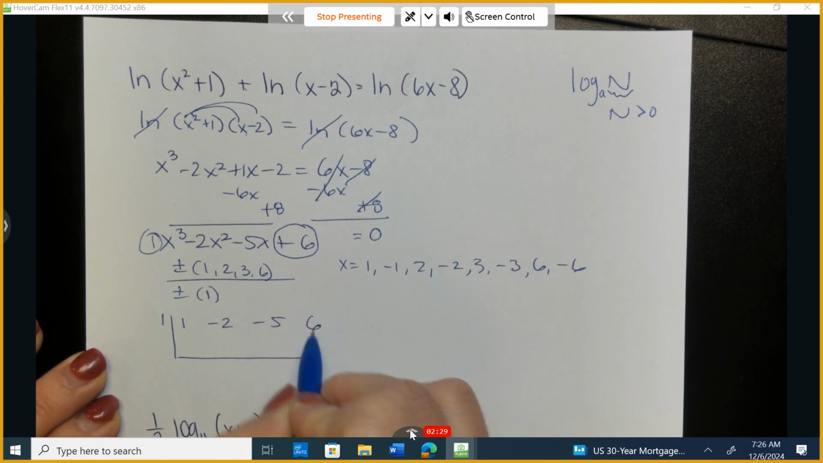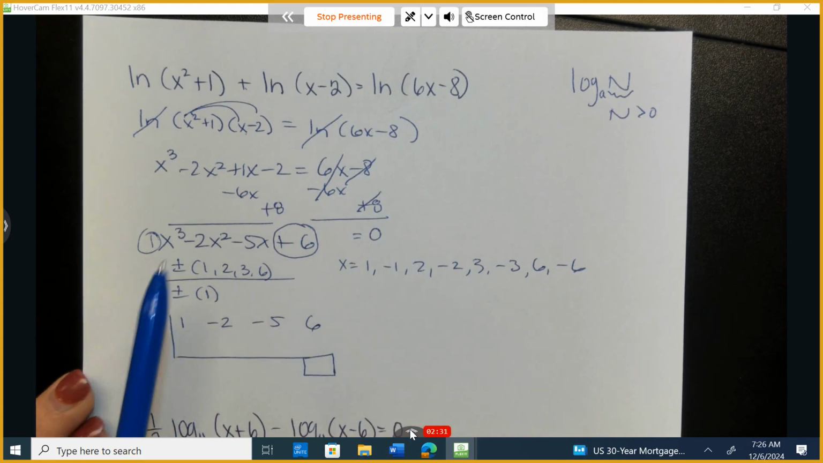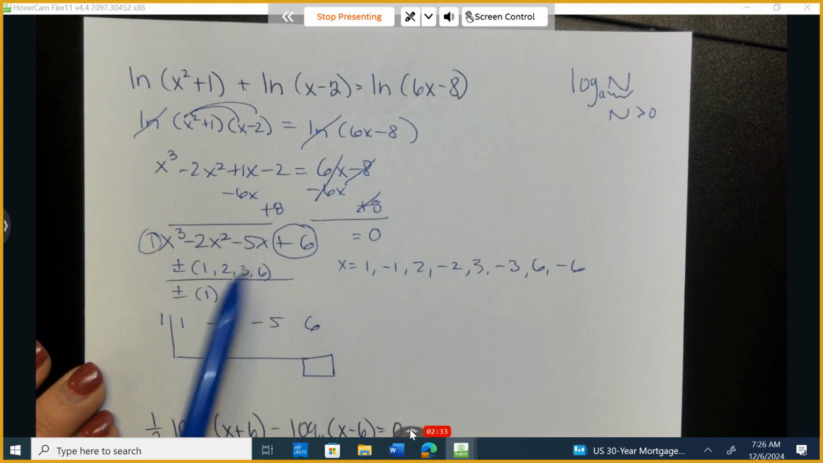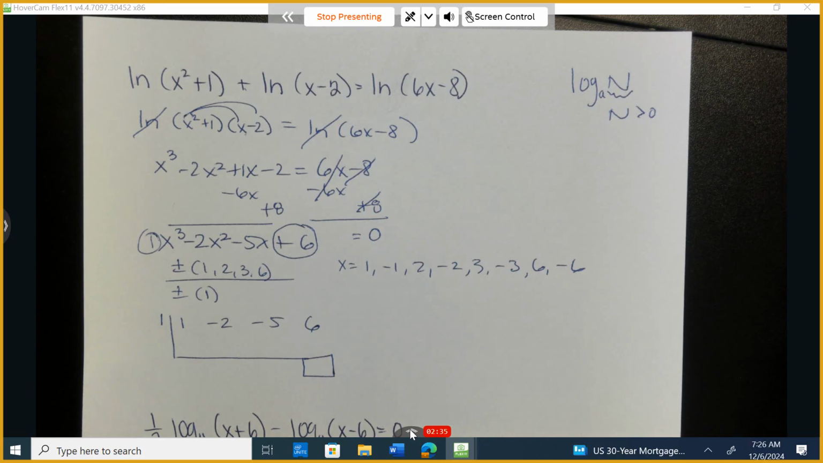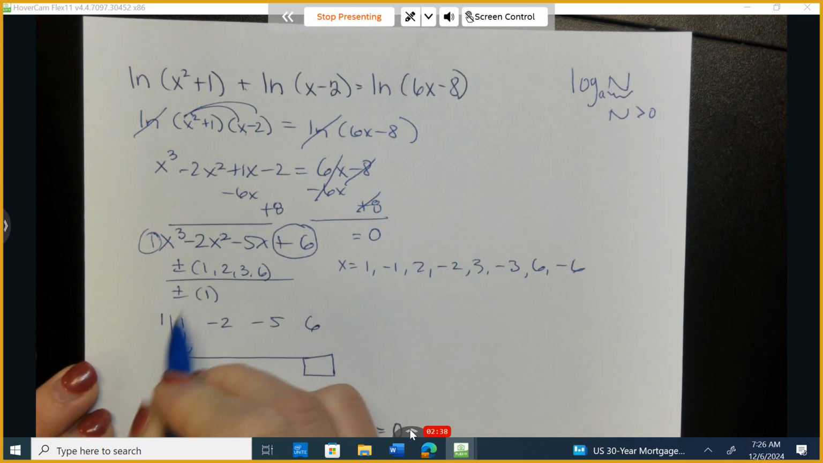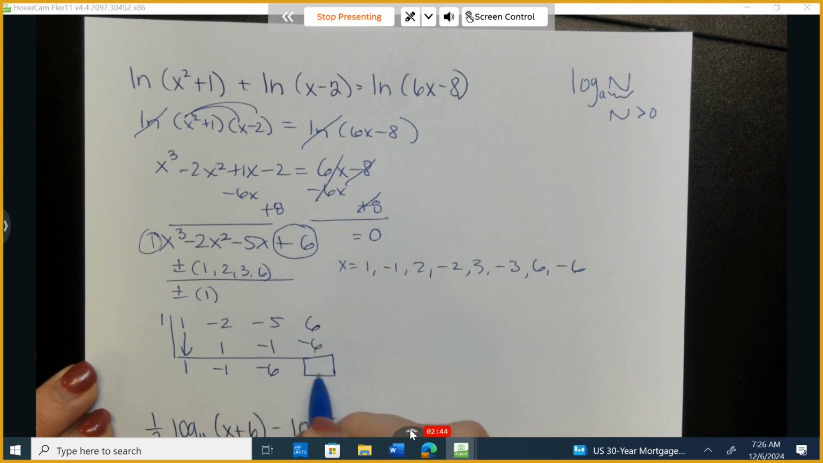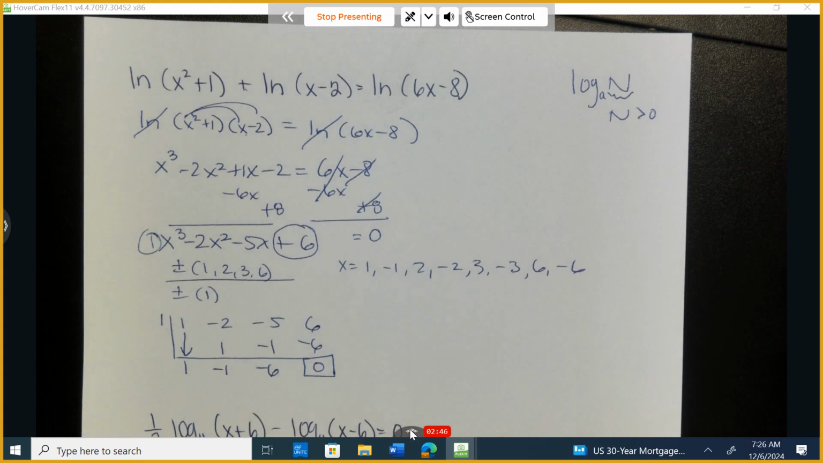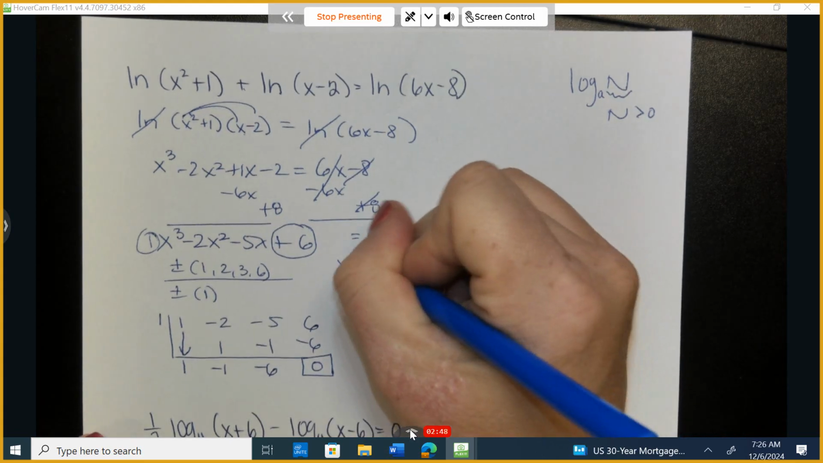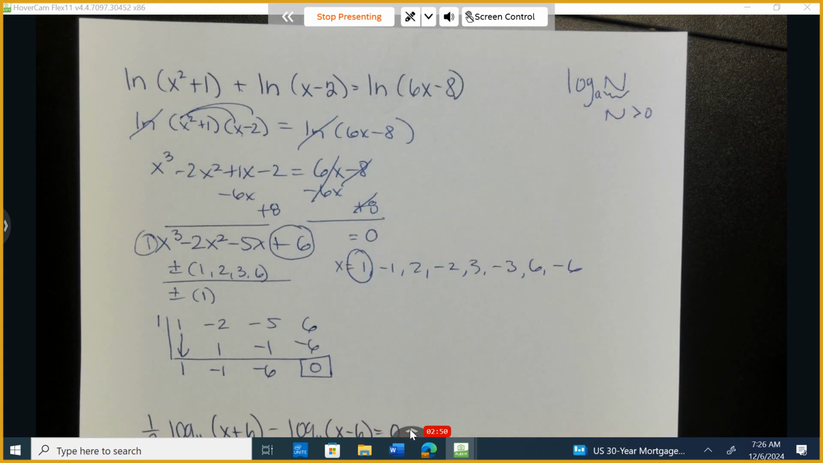-2, -5, and 6. And as a reminder, where am I getting these values? These are the coefficients written in standard form. So I'm testing 1. I drop down the 1, and I'm going to multiply and add down. Multiply and add down. Multiply and add down. And it worked. Wonderful. I know one of the solutions is x equals 1.